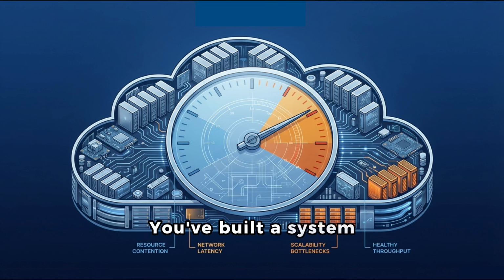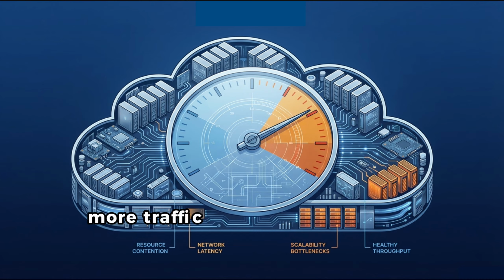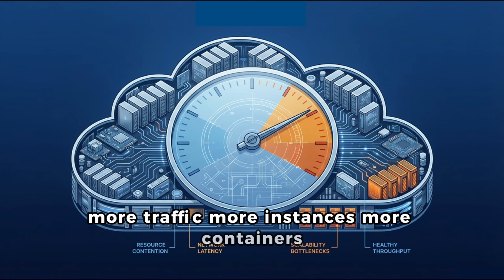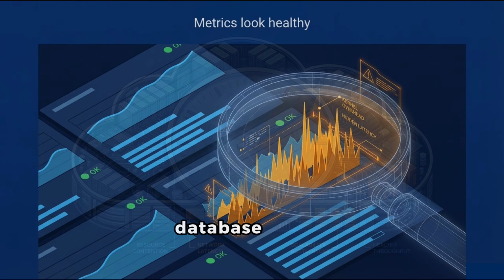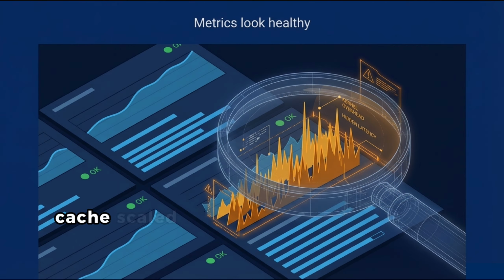You've built a system. It works well at low scale. You've tested it, monitored it, you understand its behavior. Then you scale up. More traffic, more instances, more containers. You add capacity everywhere the metrics tell you to. Database, scaled. Cache, scaled. Application tier, scaled.